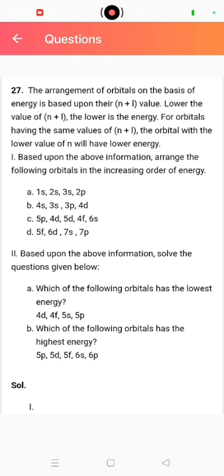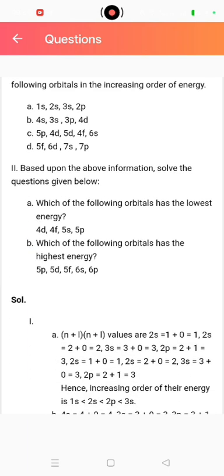And for orbitals having the same values of n plus l, if the n plus l value is the same, the orbital with a lower value of n has lower energy. So if the n plus l value is the same for two orbitals, whichever orbital has the smaller n value has lower energy. Similarly, they have asked to arrange 1s, 2s, 3s, 2p.